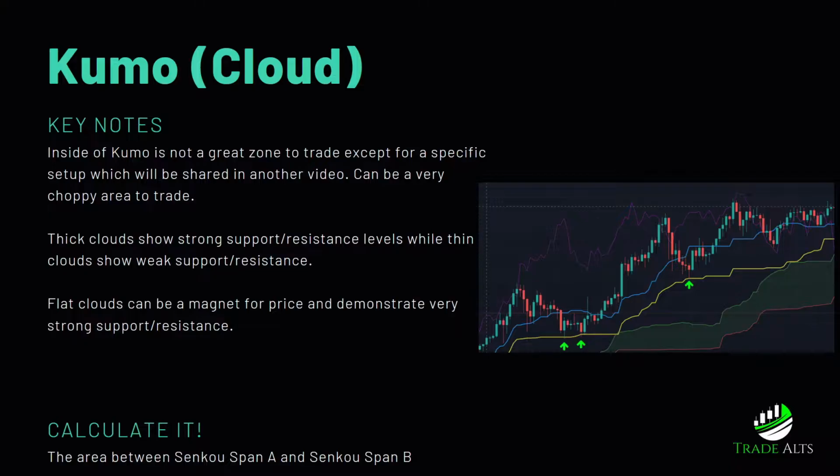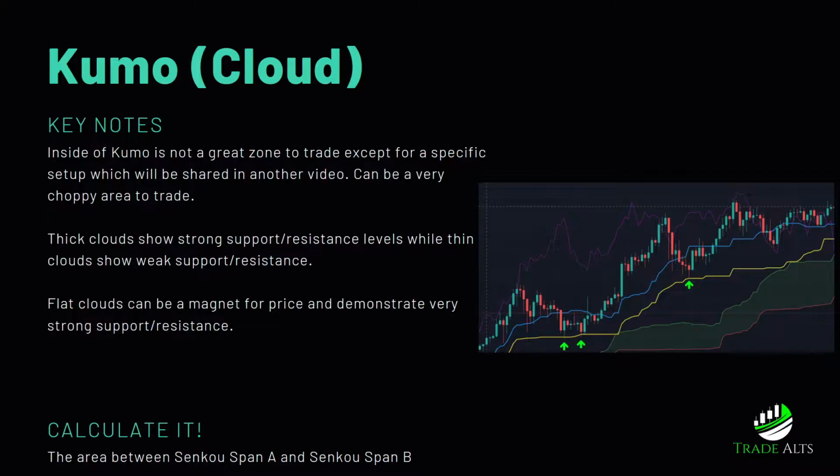Another important thing, which I thought was important to reiterate, is that thick clouds often show strong support and resistance levels. And those are typically the ones that you really want to be aware of, versus thin clouds that show weak support or resistance. So again, it's very relevant today on Bitcoin. We're going to take a look at that a little bit later, but that's something to remember.